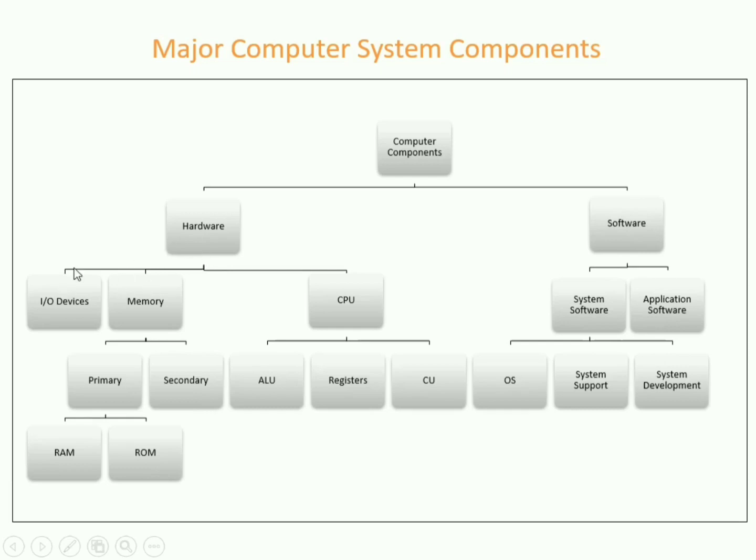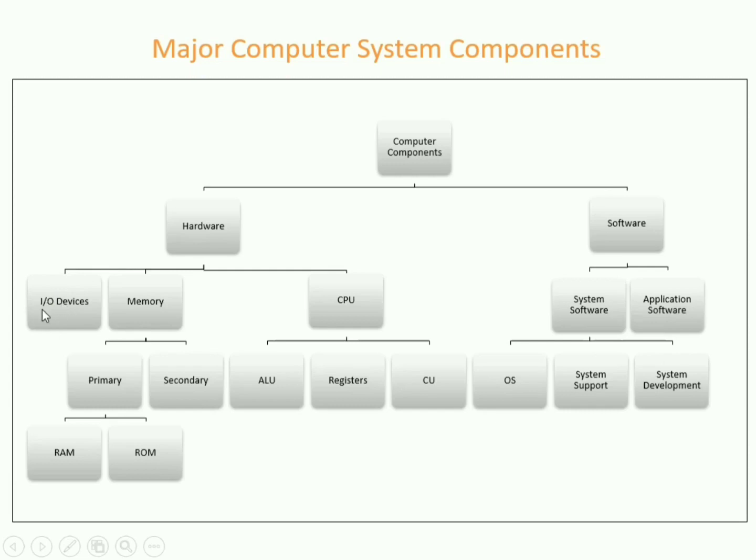These hardware components are further divided into three major subcomponents. We have the I/O devices, the memory, and the CPU. I/O is a short and conventional way of writing input and output. So I/O devices mean input and output devices. What are input devices and what are output devices? Well, input devices are those devices that a user uses to send instructions to the computer system.